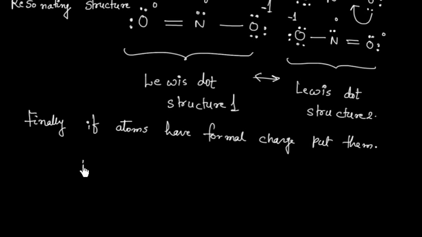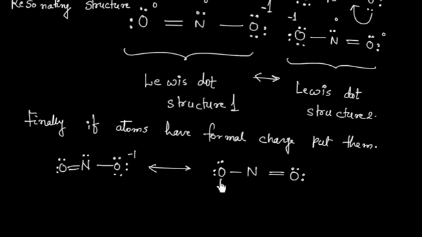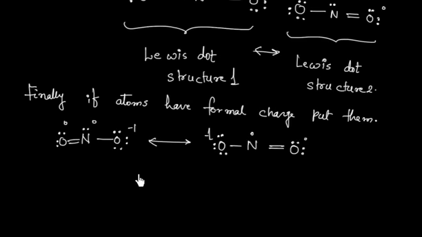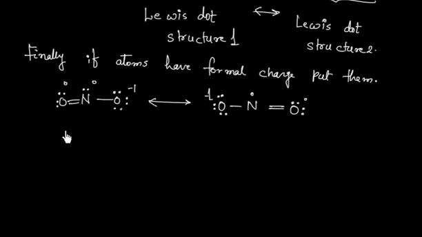So you see, for NO2 we have two resonating structures. One is this, and another resonating structure is this one. On this side you have a single bond, and on this side a double bond. So 0 formal charge, 0 formal charge, this side also 0 formal charge, and generally 0 formal charge does not need to be shown. So this is the case of NO2. There are two Lewis dot structures.